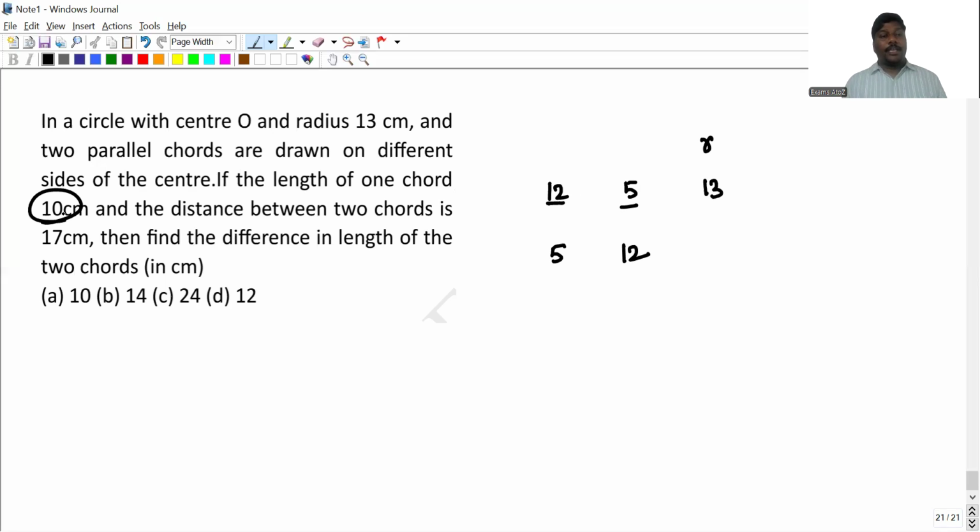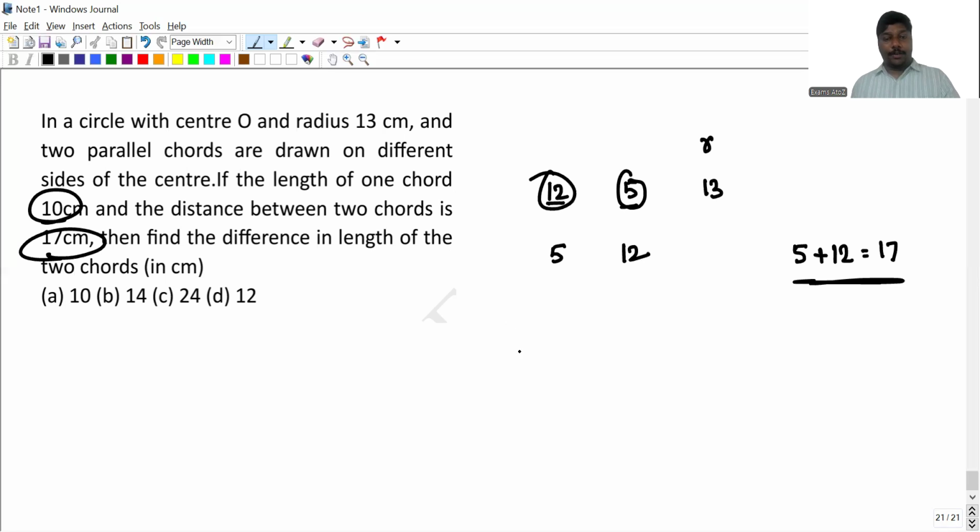Okay, 10 అనేది, half of 10 is 5. And what else is matching? They are on, okay, different sides, opposite side కాబట్టి what is the distance between the two chords? 17. 5 plus 12 is also 17. It is also matching. Therefore, ఒక half of a chord 5 అయితే ఇంకొక half of the chord ఏమవుతుంది? 12 అవుతుంది. అంటే full length chords ఏమవుతాయి? ఒకటి 24 అవుతాయి, ఇంకోటి ఏమవుతుంది? 10. These are the full lengths of the chords.